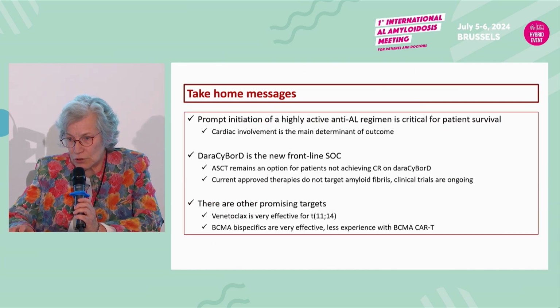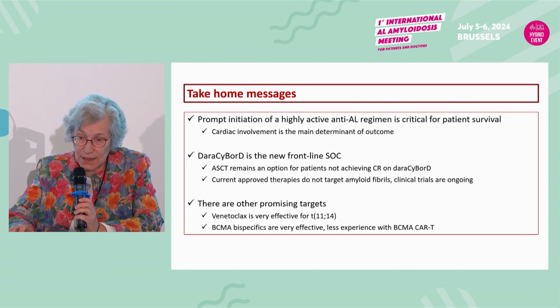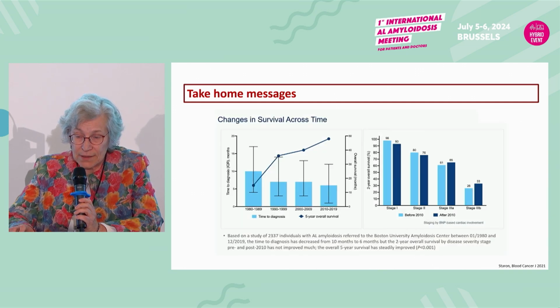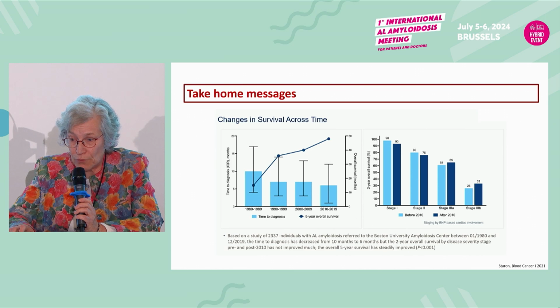So prompt initiation of a highly active anti-amyloid regimen is critical for the patient since cardiac involvement is the main determinant of outcome. Dara-CyBorD is the new frontline standard of care, and there are other promising targeted agents. And that allows us to be optimistic in that disease. You clearly see here the 5-year overall survival evolution over the years, but still we have to recognize that in stage 3A and stage 3B, we still have progress to make.